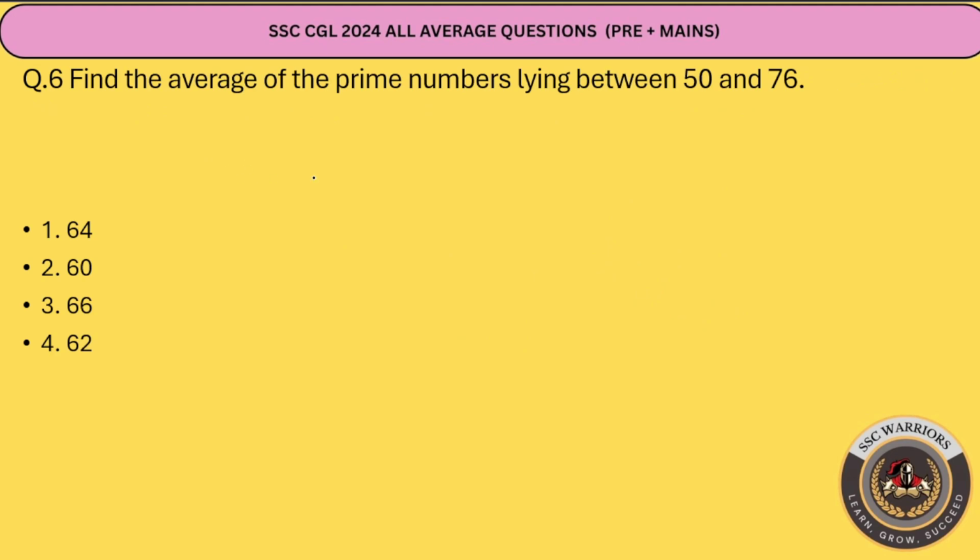Find the average of the prime numbers lying between 50 and 76. अब इसकी कोई शॉर्ट ट्रिक तो है नहीं, तो यहाँ से कैलकुलेट करेंगे, दैट इज 53, 59, 61, 67, 71, 73, है ना?